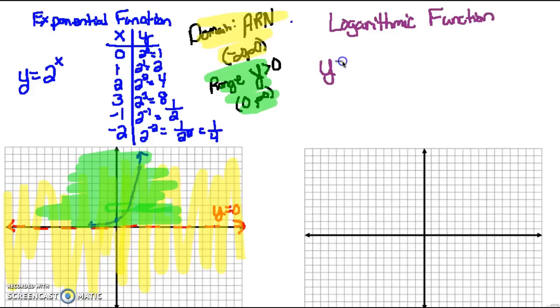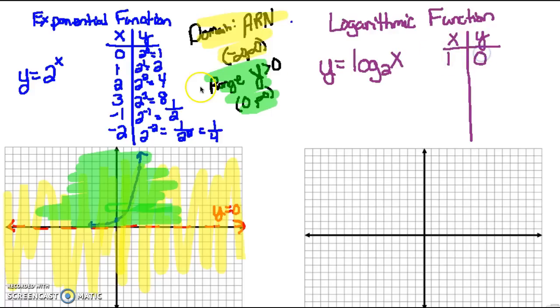If we have y equals log base 2 of x, and we want to figure out what that's going to look like, I have my table for my function of y equals 2 to the x. The logarithmic function is just going to be the inverse of that. So where I have 0, 1, my logarithmic function is going to be 1, 0. I have 1, 2, I'm doing my inverse, 2, 1. 2, 4 is going to be 4, 2. 3, 8 is going to be 8, 3.